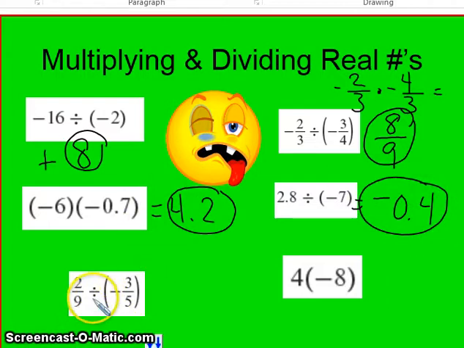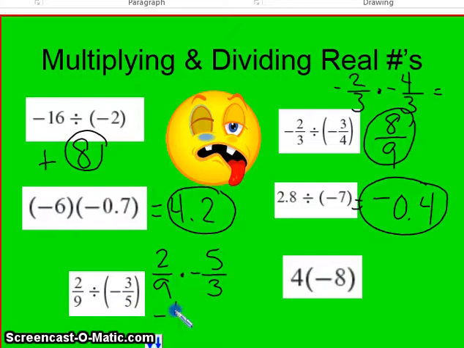Here I have 2/9 divided by negative 3/5. I've got a positive divided by a negative, so I know that this time my answer is going to be negative because those signs don't match. Again, I'm dividing by a fraction, which is the same thing as multiplying by the reciprocal. So I can rewrite this as 2/9, and then instead of division, times negative 5/3, which is the reciprocal of 3/5. Again, positive times a negative gets me a negative answer.